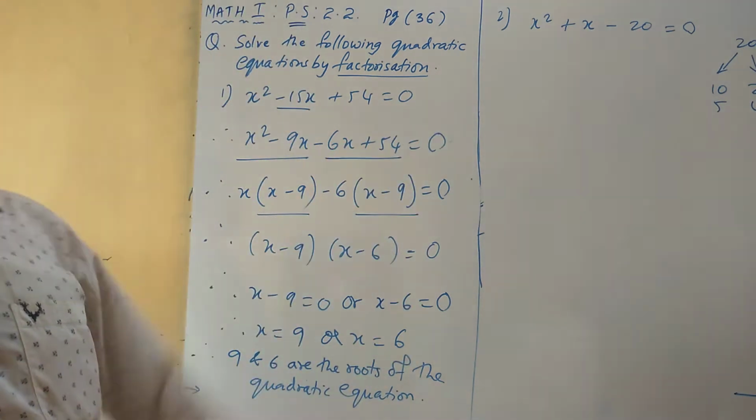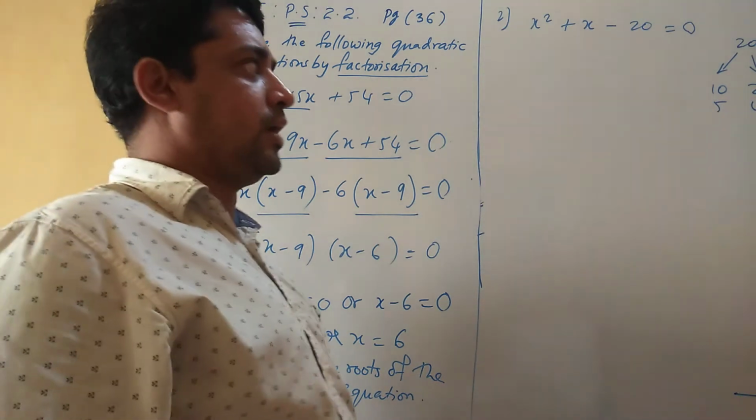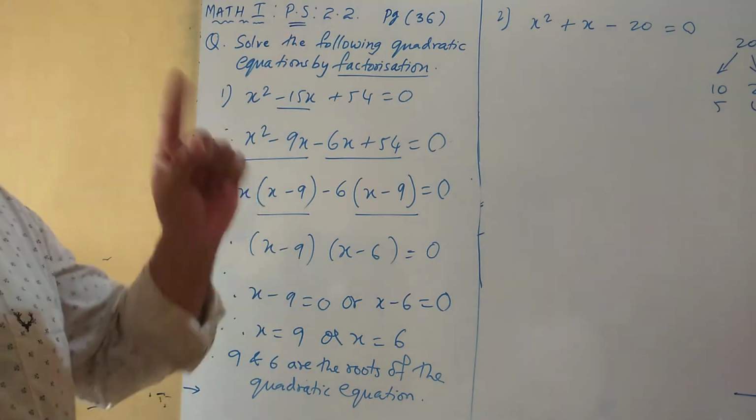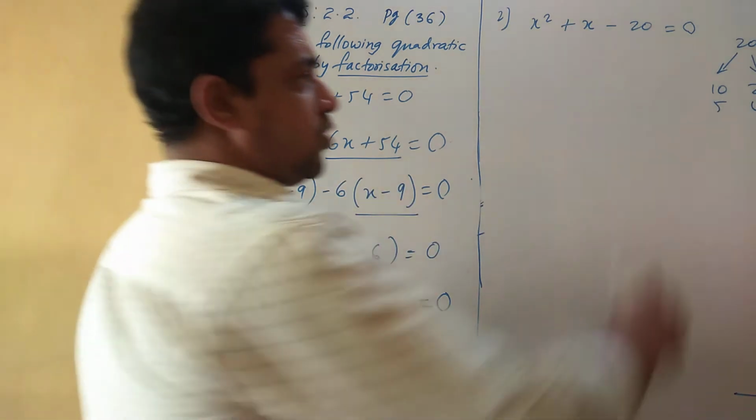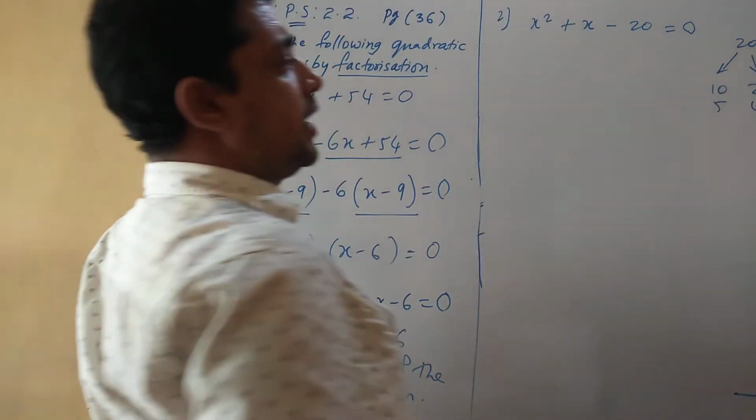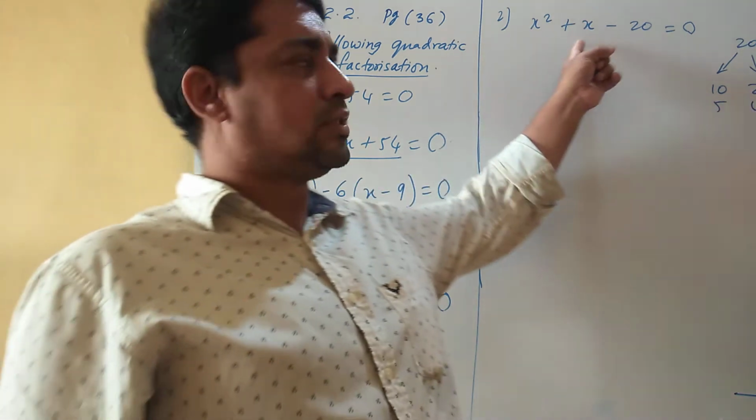Now from these pairs, we have got only two pairs now. From these two pairs, you will find one of the pairs to be correct. Now 10 and 2, if I am adding them, I get 10 plus 2, 12. But here your middle term says x.